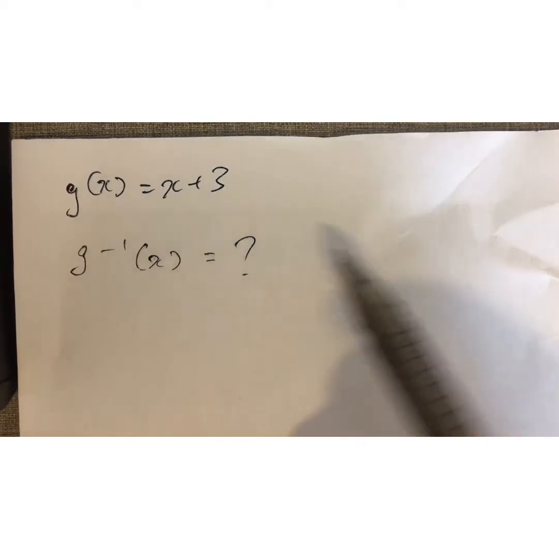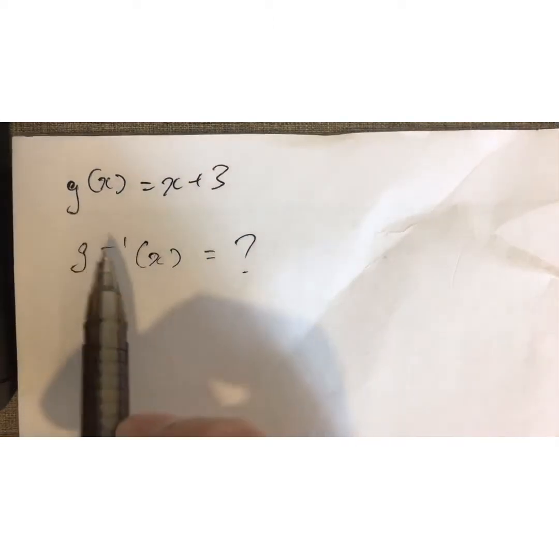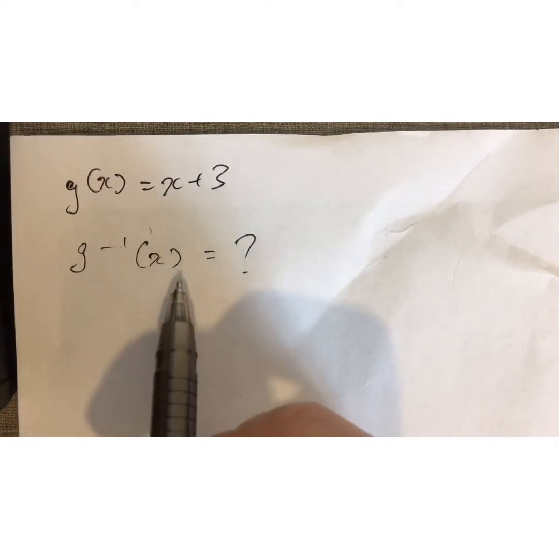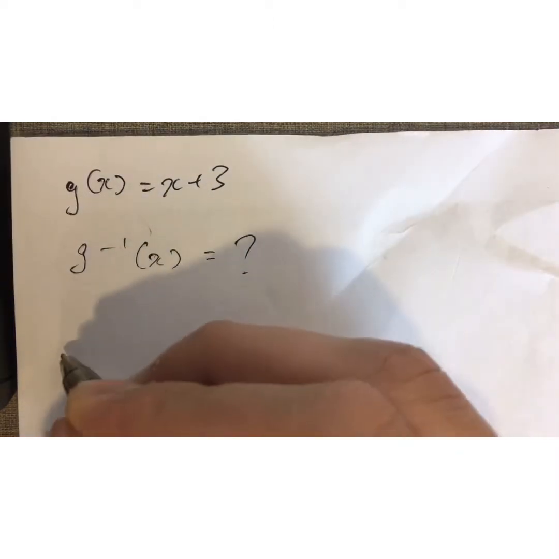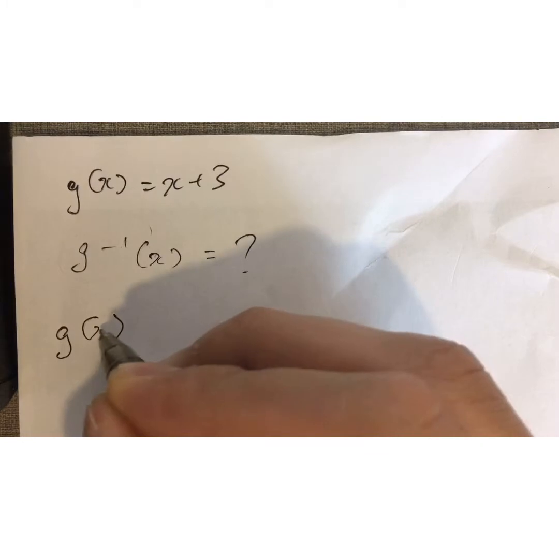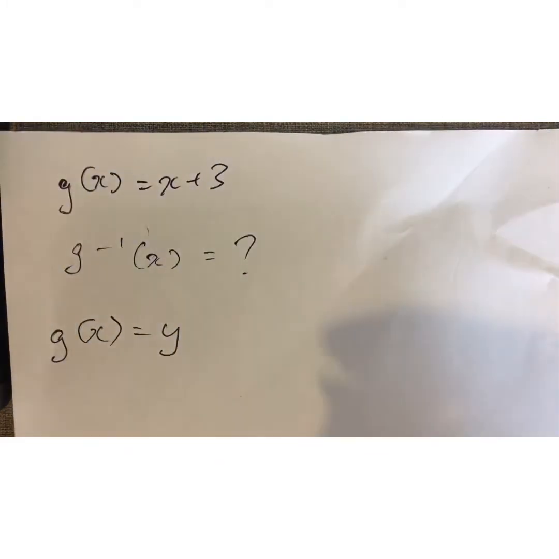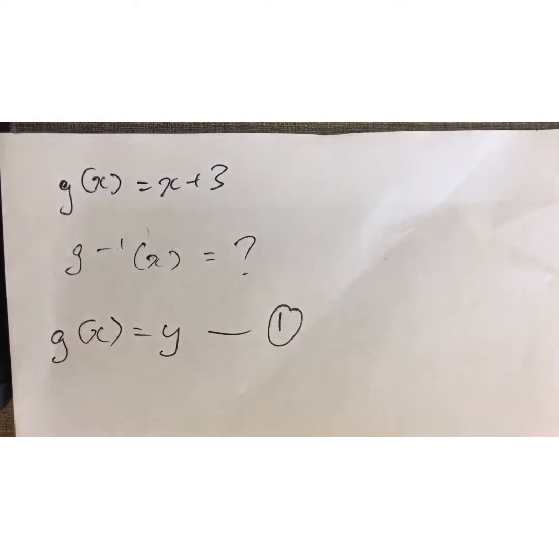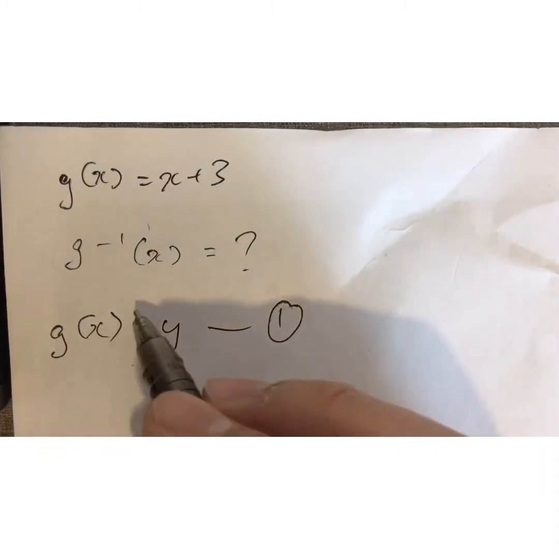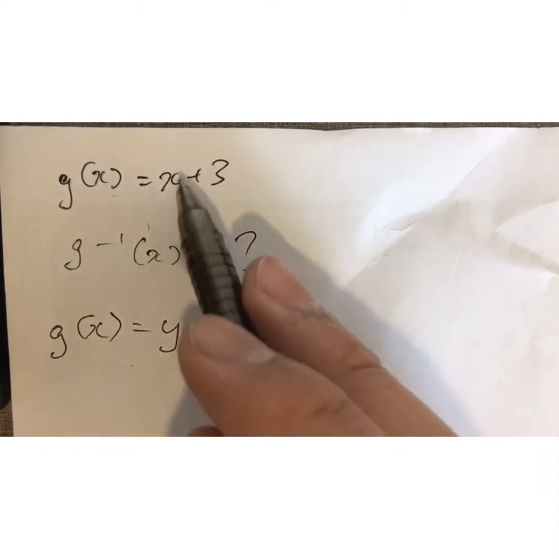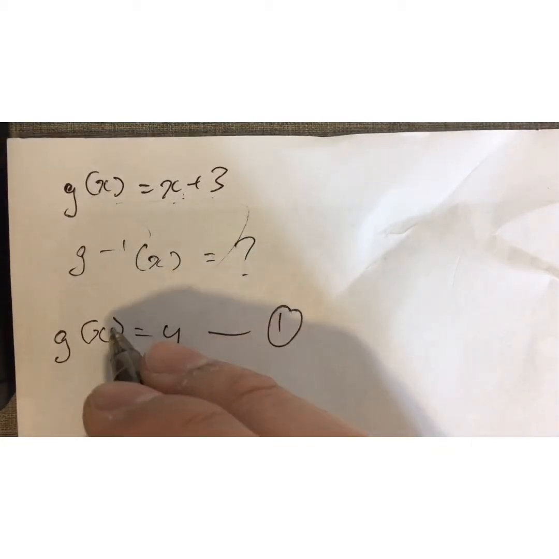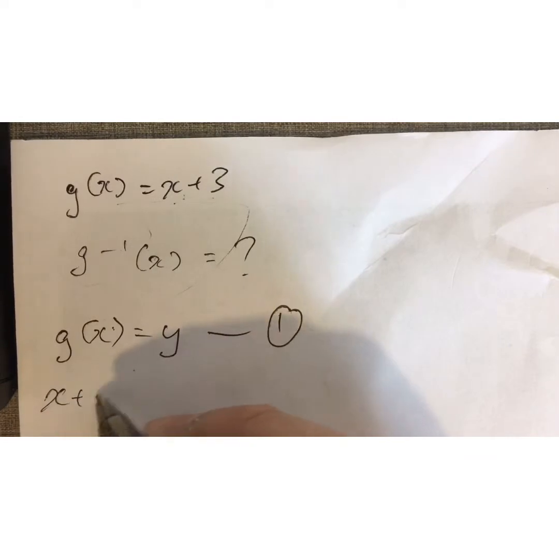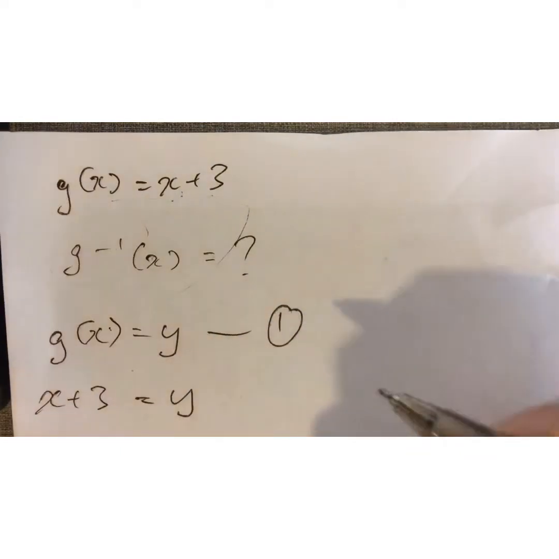Very simple. Every time you see an inverse function question that requires you to get an inverse, the first step is to write g(x) equals y. You just need to do this. This is your first step. The second step is to make sure that g(x) equals y, so y equals x plus 3. You put the x plus 3 into the g(x) here, so x plus 3 equals y.